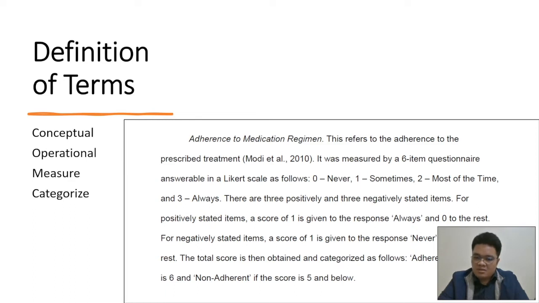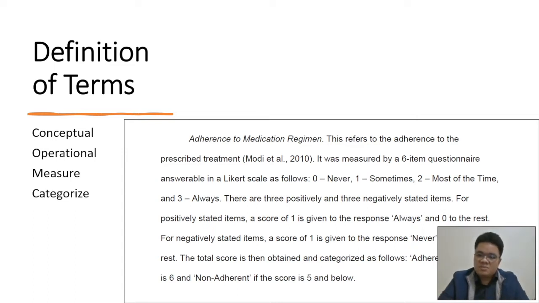So the four parts of your definition are the conceptual definition, the operational definition, how will the variable be measured, and how will it be categorized. This varies between institutions, as there are institutions that would only have conceptual and operational definition. For the purpose of this example, we'll be talking about conceptual definition, operational definition, how to measure, and how to categorize.